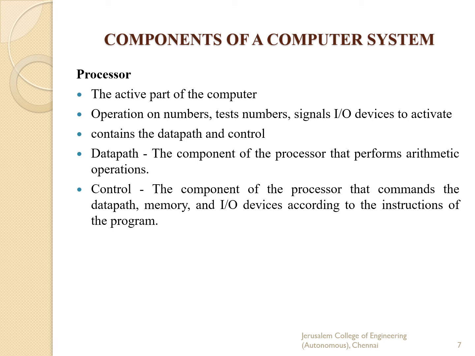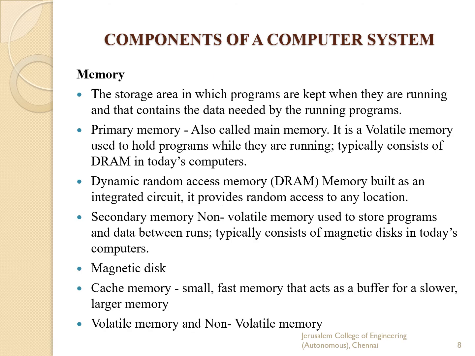The data path and the control path will be the part of the processor. The next component of discussion is the memory. This memory is nothing but a storage area in which the programs are stored when they are running, and it contains the data also, on which the operations or the programs have to be run.